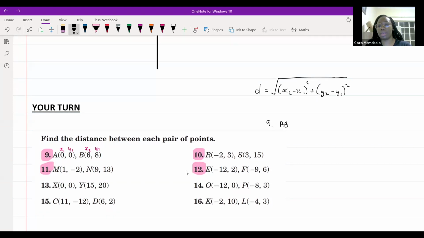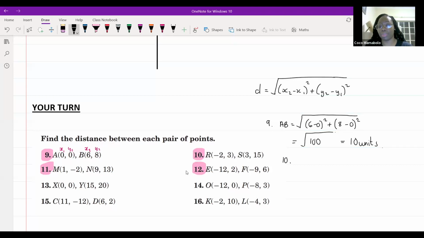So AB is equal to the square root of, open brackets, x2 is 6 minus 0 all squared, plus y2 is 8 minus y1, which is 0 all squared. Now, the nice thing about analytical geometry, nobody's going to bat an eye if you just punch this into your calculator, and you're going to get the square root of 100, which is 10. All right, 10 units. No issues at all with number 9, right?